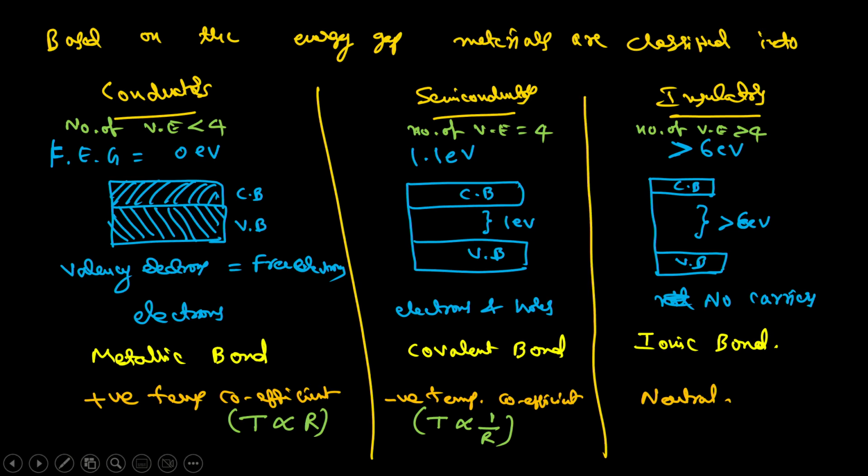Conductor examples are copper and aluminium. Here the number of valency electrons should be less than 4. And for insulators, mica acts as the best insulator. In that material the number of valence electrons should be greater than 4, so that material acts as an insulator.